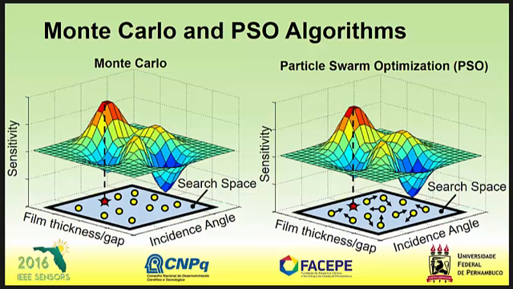It generates some particles here, and after these particles start to move with a variable velocity that depends on the global best of the whole particle swarm, and also of the best of each particle individually. So all particles go near the best point that maximizes the sensitivity of our sensor.